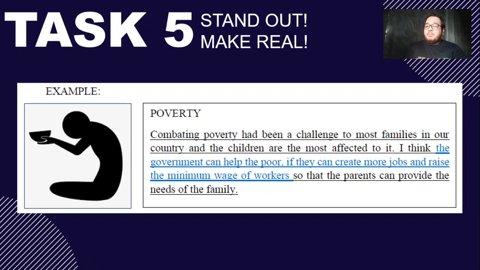Example, combating poverty had been a challenge to most families in our country, and the children are the most affected by it. I think the government can help the poor if they can create more jobs and raise the minimum wage of workers so that the parents can provide the needs of the family. So I read about poverty, and this is my idea or my argument. You could write it as simple as possible. But of course, you have to make use of conditionals. In our example, we made use of the government can help the poor if they can create more jobs and raise the minimum wage of the workers. So we had made use of present zero conditional or present real conditional in this example.